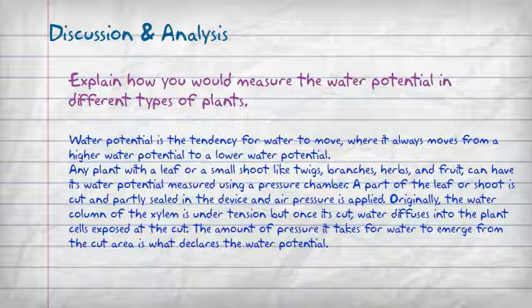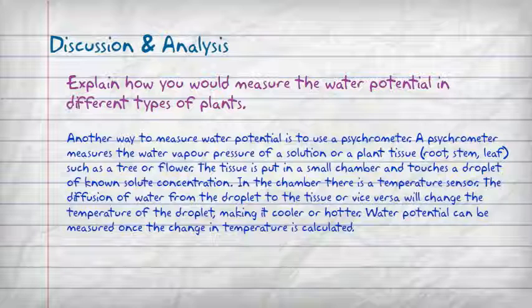Another way to measure water potential is to use a psychrometer. A psychrometer measures the water vapor pressure of a solution or a plant tissue, such as the root, stem, or leaf of a tree or a flower. The tissue is put in a small chamber and touches a droplet of known solute concentration. In the chamber, there is a temperature sensor. The diffusion of water from the droplet to the tissue, or vice versa, will change the temperature of the droplet, making it cooler or hotter. Water potential can be measured once the change in temperature is calculated.